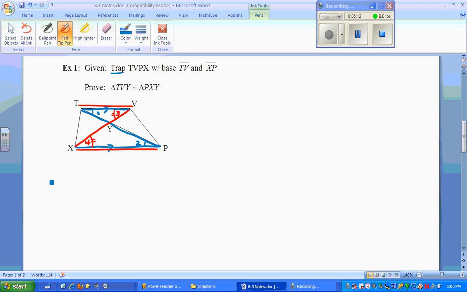We're going to start with the trapezoid, trapezoid TVPX. Then we're going to use its definition and prove that TV is parallel to XP.